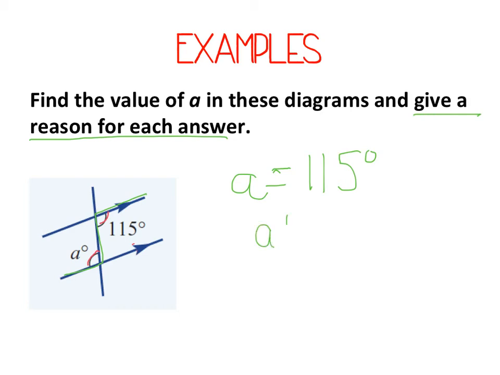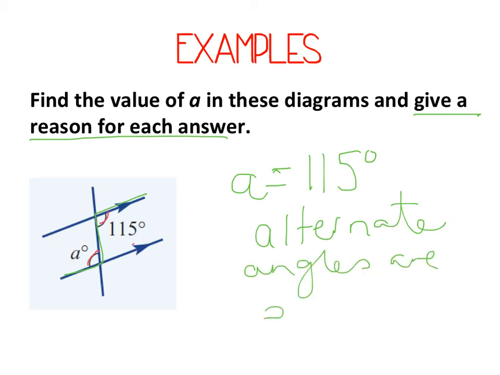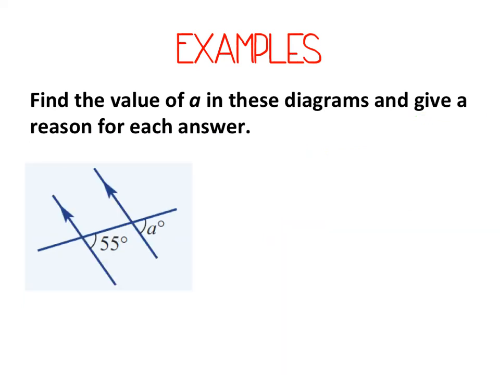Okay, alternate angles are equal. Okay, alternate angles are equal. A is 115 because they are alternate. Let's have a look at B. Okay, again, don't have to rewrite the words, just do the diagram. Let's have a look. I'll mark my angles in. Yep, I've got two parallel lines. Good. Now let me mark my angles in.